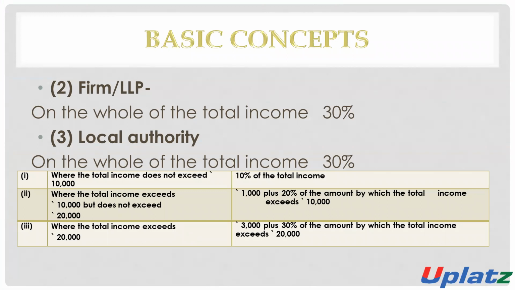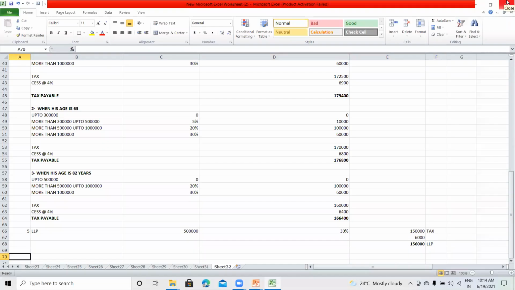So LLP or firm will pay the tax at the rate of 30%. In the case of local authority, on the whole of the income, 30%. Means in the case of local authority, the total income will be taxable at the rate of 30%. Where the total income of the local authority does not exceed 10,000.